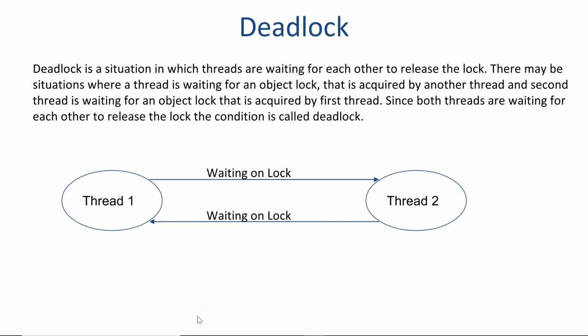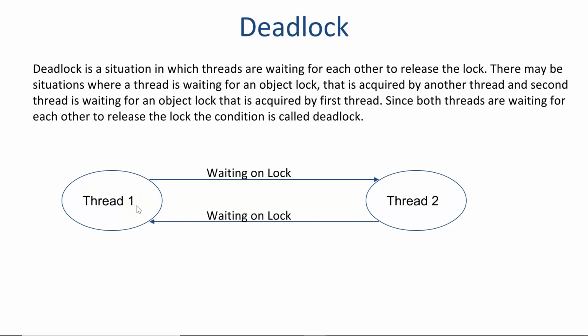In this video, we'll discuss deadlock. Deadlock is a situation in which threads are waiting for each other to release the lock. Let's look into this example. We have two threads, thread 1 and thread 2. So thread 1 is waiting on lock on thread 2 and thread 2 is waiting on lock on thread 1.